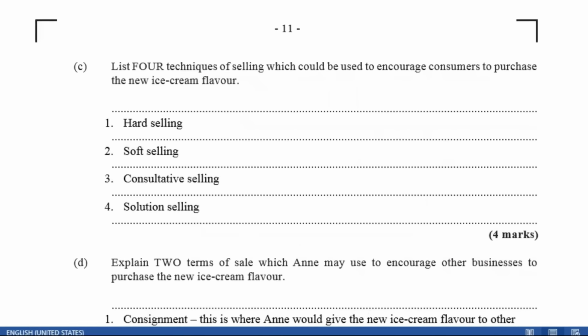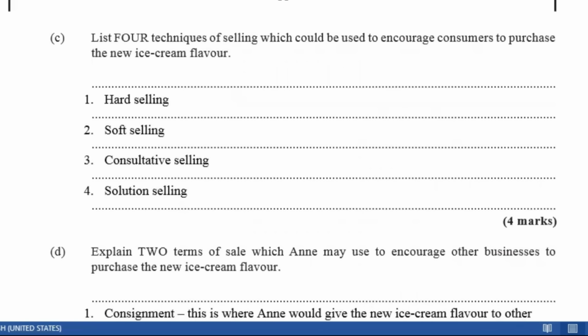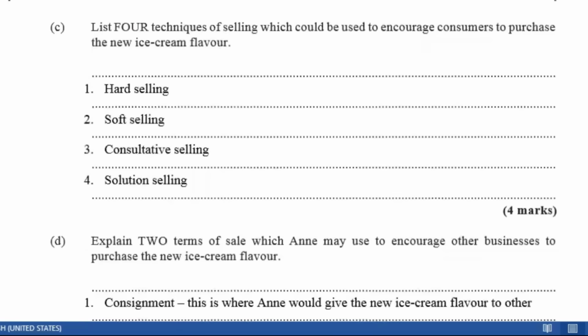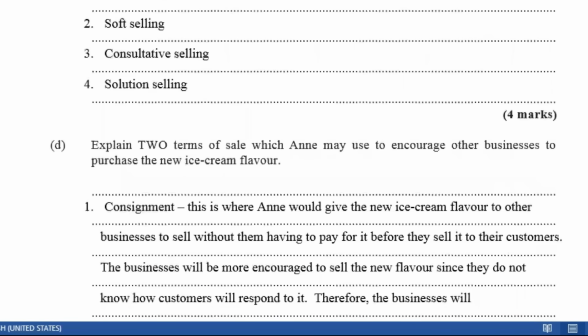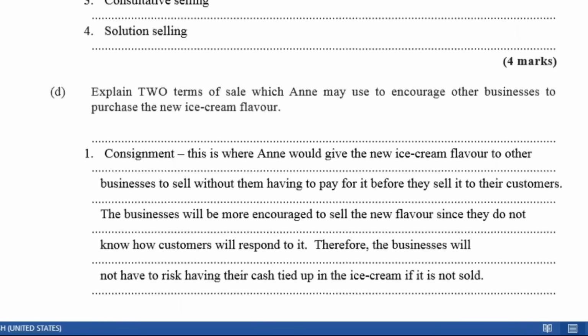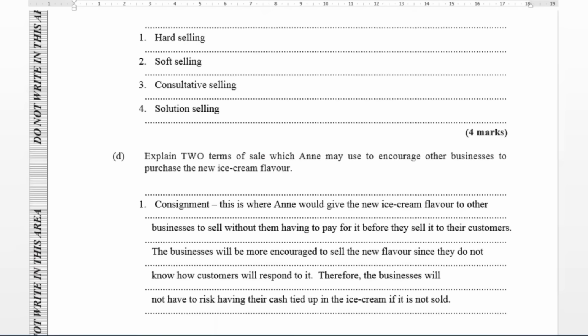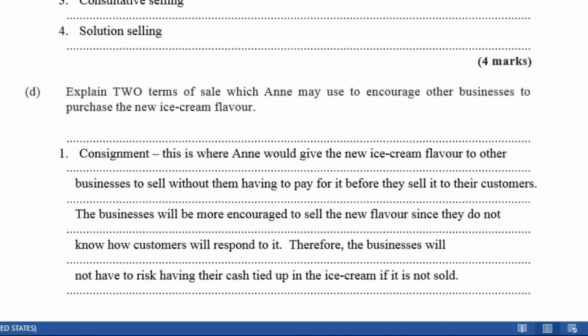All right, the next question is, explain 2 terms of sale which Anne may use to encourage other businesses to purchase the new ice cream flavor. Now, terms of sale are different ways that you can pay for goods, right? So the first one is consignment. As it says here, Anne would give the new ice cream flavor to the other businesses to sell without having them pay for the goods right away. She will give them the opportunity to pay for the ice cream after it has been sold by those businesses.